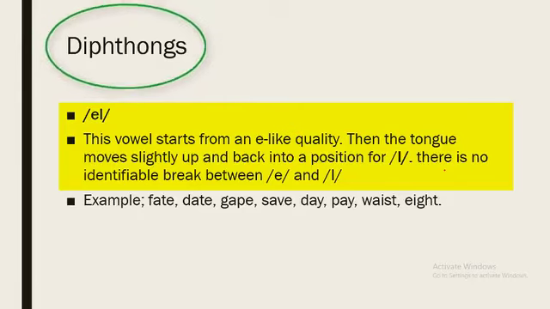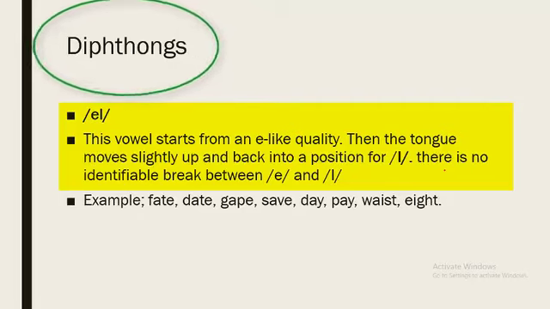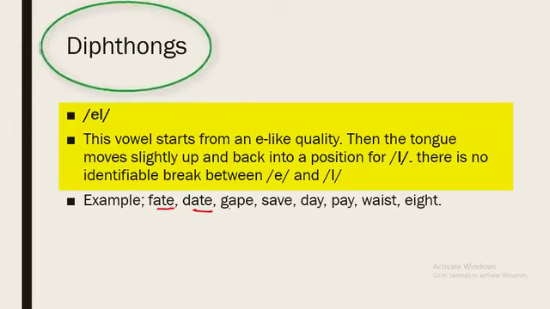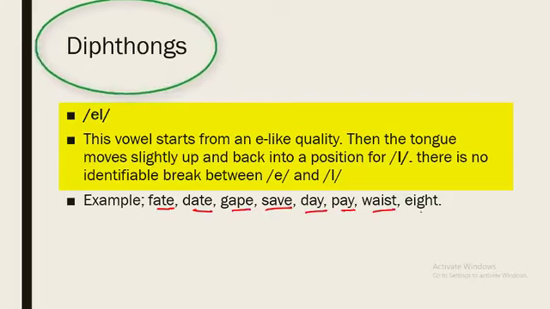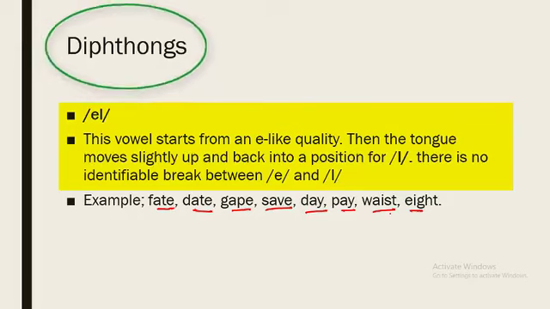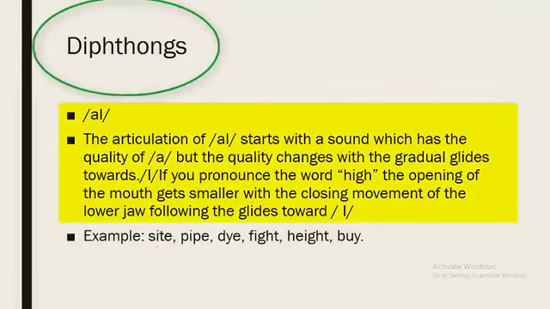So it's fades, dates, gate, save, pay. Let me underline the letters that are contained. I have ATE, gape, save, day, pay, waste, eight. So A is contained in those letters. So it could be A, it could be EI, it could be AI. Alright? So we have I, we have sight. The letter I is underlined. Sight. We have pi, die.